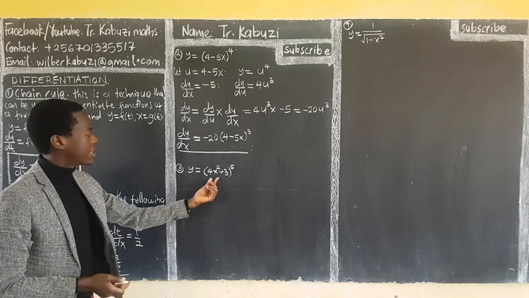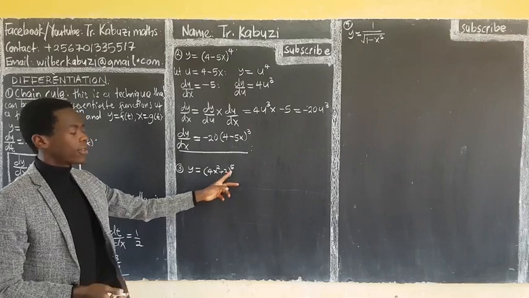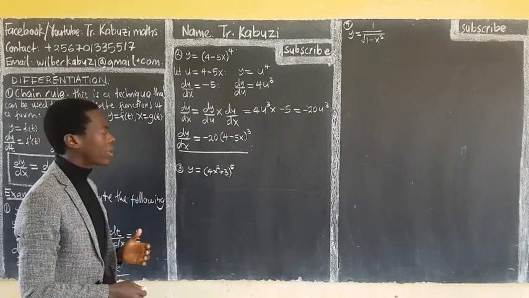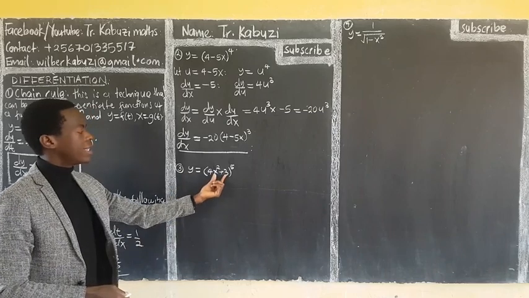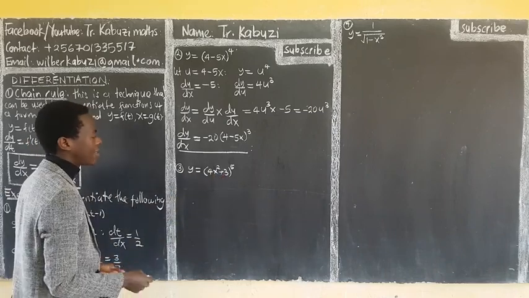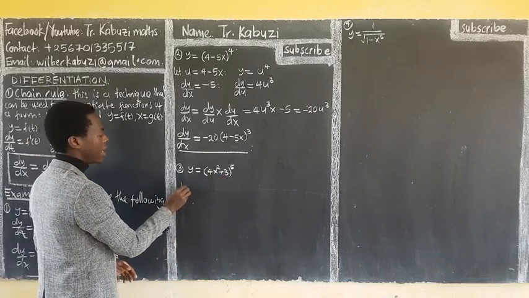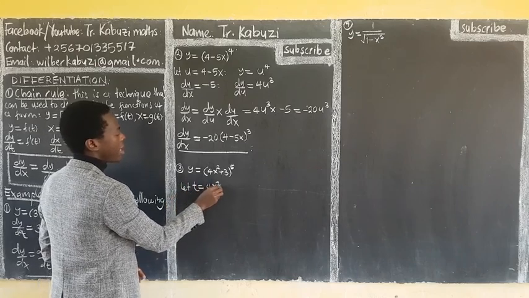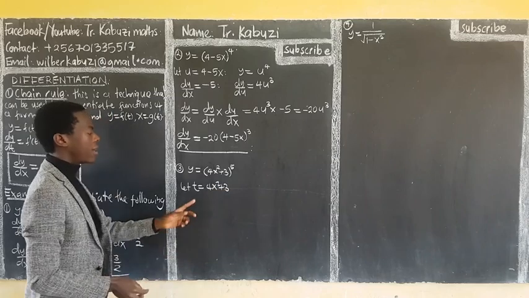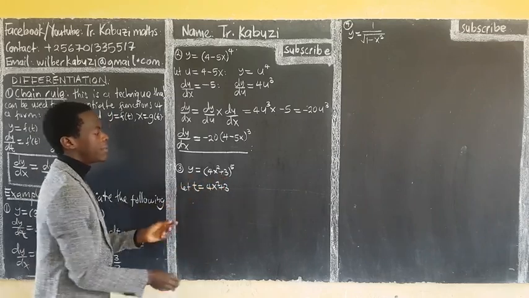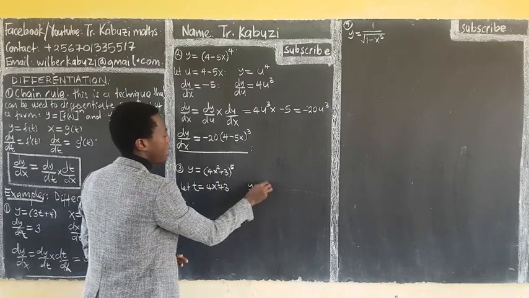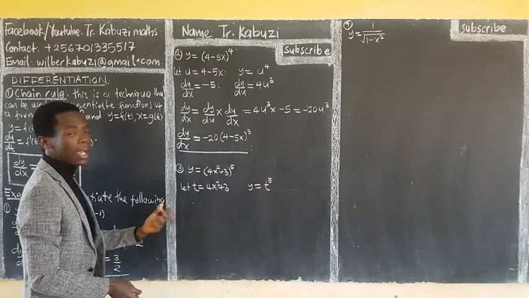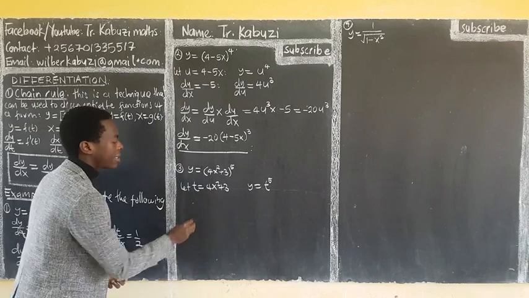Now when I come to this, you see, this one is still going to be a bit hard to expand, or it's going to be long to expand. So what I do, I let the inside of the bracket be a letter, so let it be t. So let t be 4x squared plus 3. Now if the whole of this is t, it means that my y will be t to the power 5.